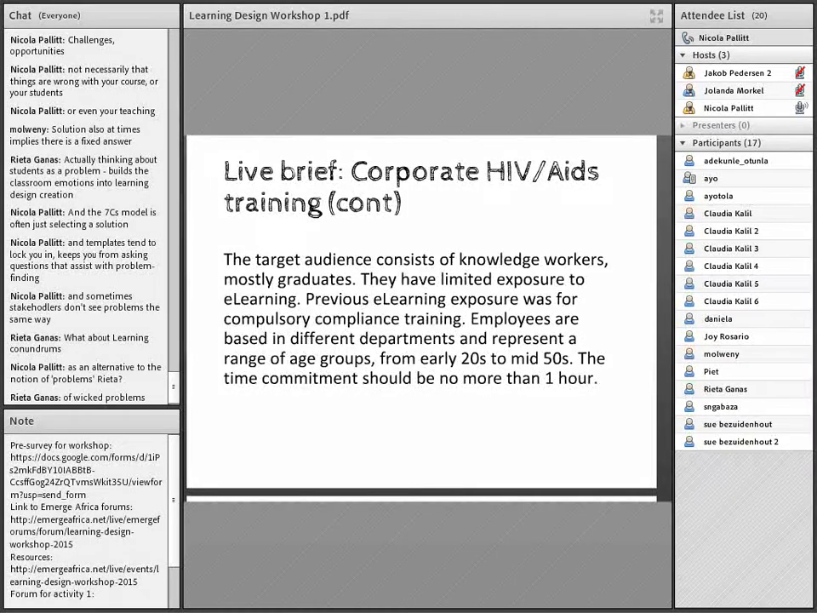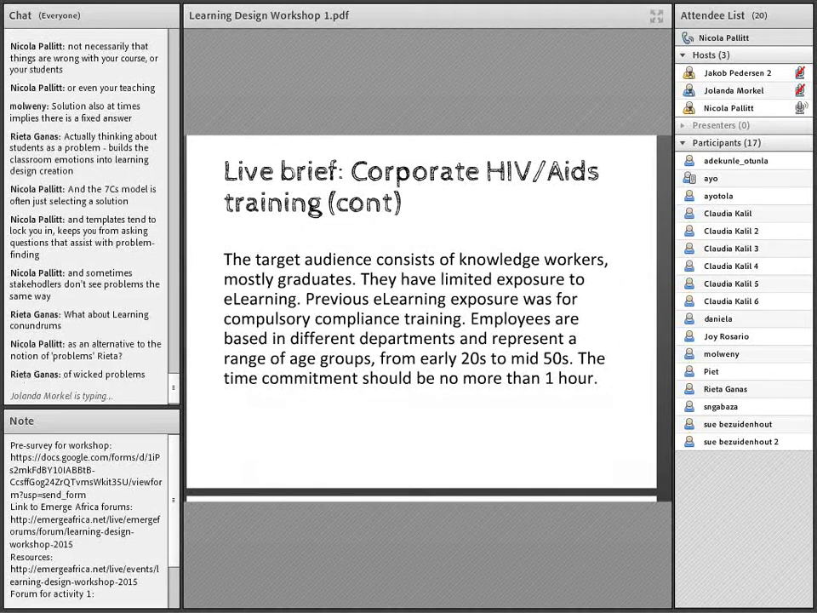The second part is that the target audience consists of people who are mostly graduates, but they have limited experience of e-learning, and previous e-learning exposure was often compulsory. So they might have a negative attitude, or we could ask that as a follow-up question. But employees are based in different departments, and they represent a range of age groups from 20s to 50s. However, the time commitment for this training should be no more than 1 hour. So what a challenge.